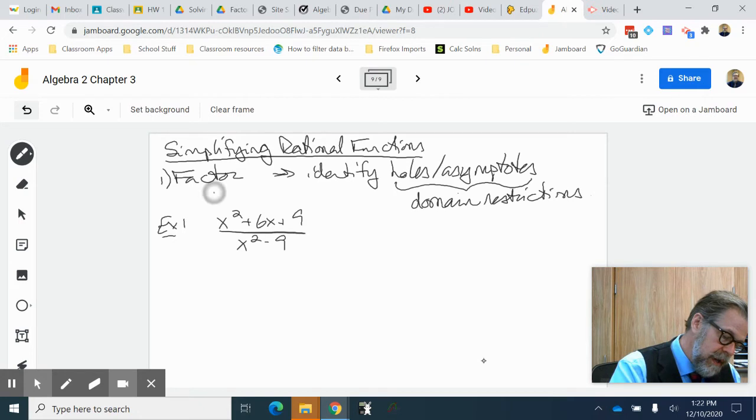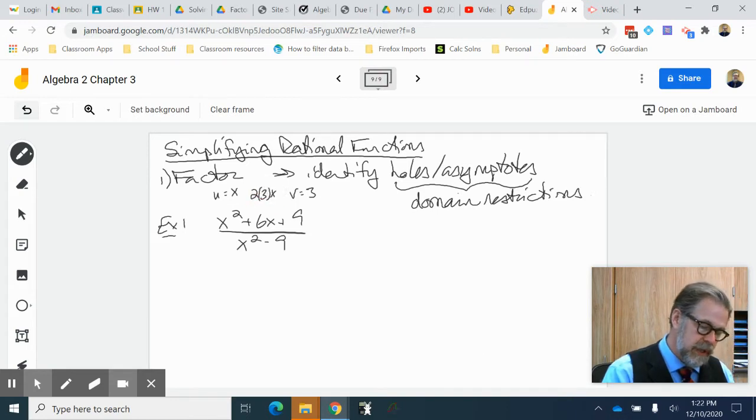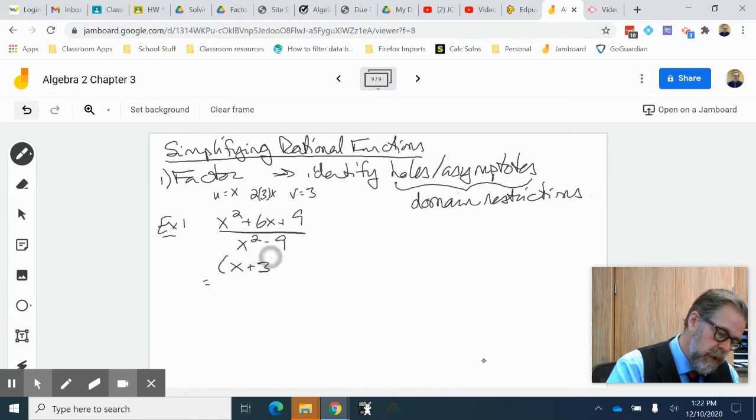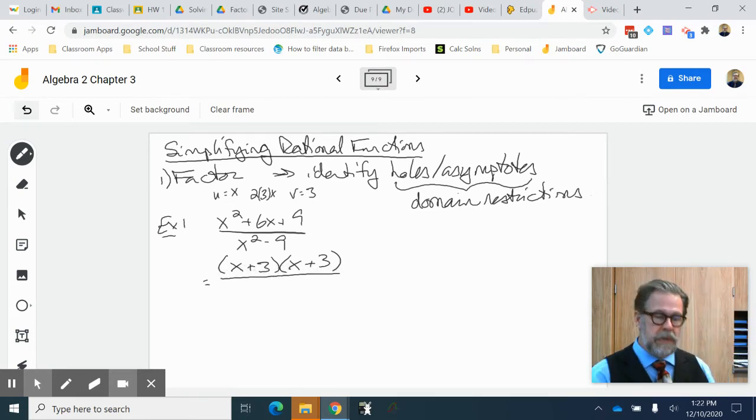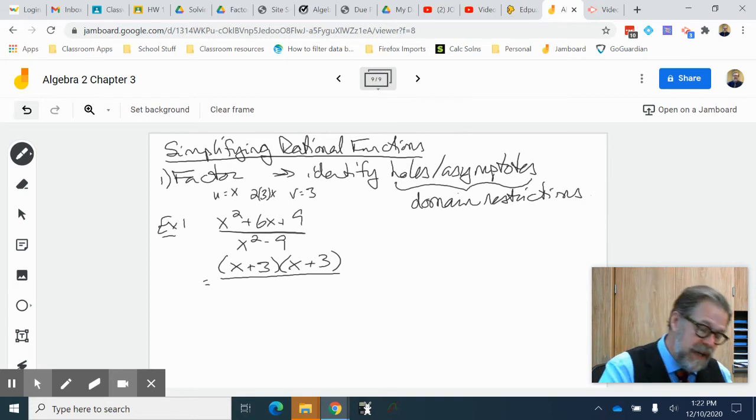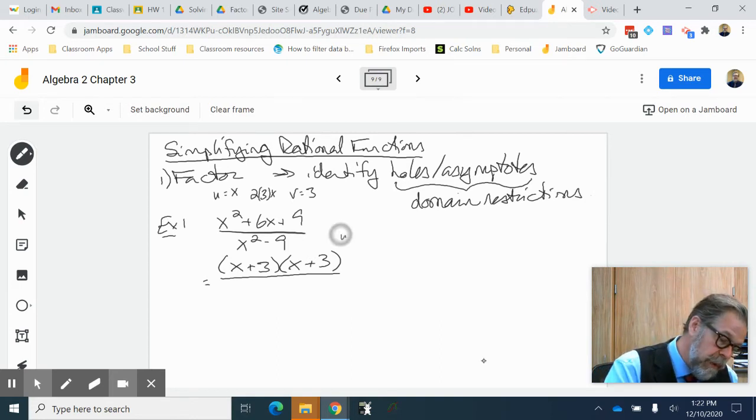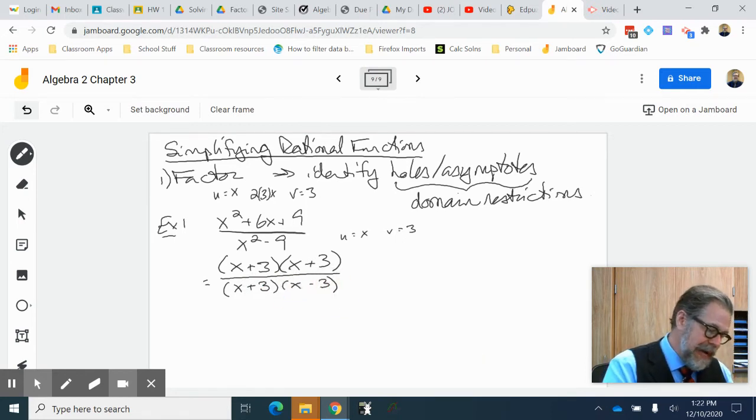I've got u equals x, I've got v equals 3, and 2 times 3 times x is 6x. So this becomes x plus 3 times x plus 3. And yes, I could write it as x plus 3 squared, but I'm not going to for reasons that are about to become obvious. Oh, hey, look, a difference of squares. I've got on the bottom u equals x and v equals 3, which means that this is x plus 3 times x minus 3. So let's identify holes.